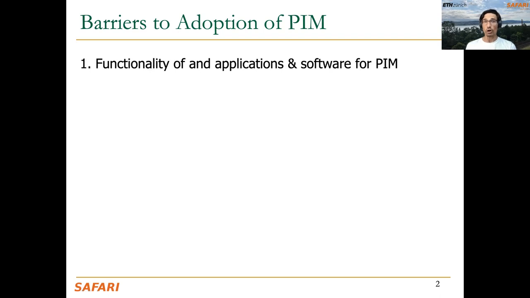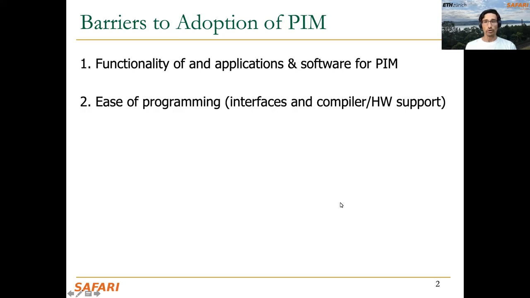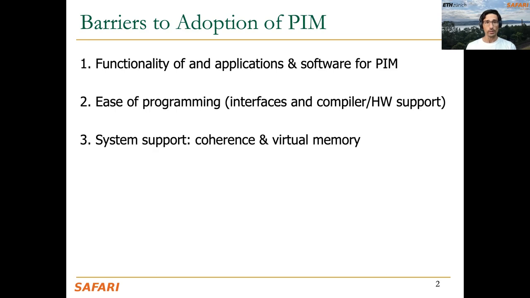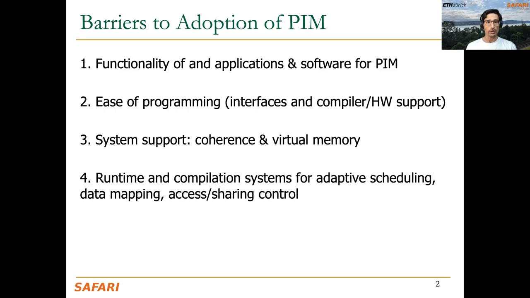For example, the functionality of and applications and software for processing in memory. We have covered different aspects of these during the course, and we are going to talk again about these today. Another important aspect is the ease of programming, the interfaces and hardware and compiler support for processing in memory, and system support in general, in particular coherence and virtual memory, and also runtime and compilation systems that are able to schedule work on the processing in memory side in an adaptive manner, and also taking into account the necessary data mapping and sharing and access control.